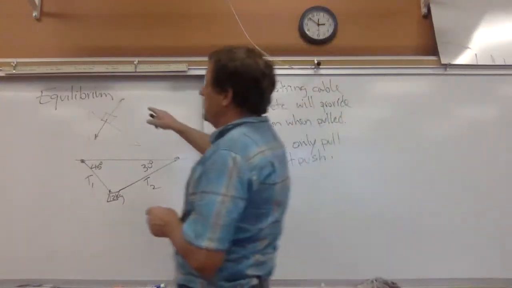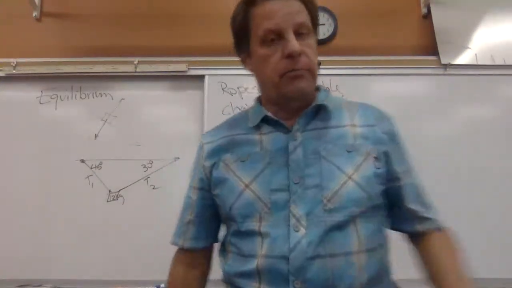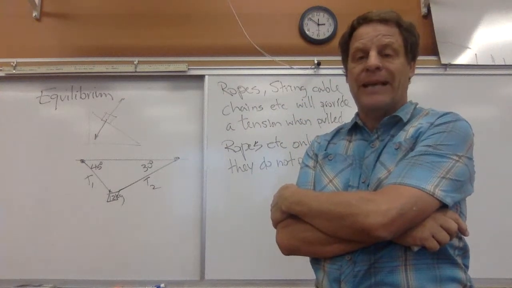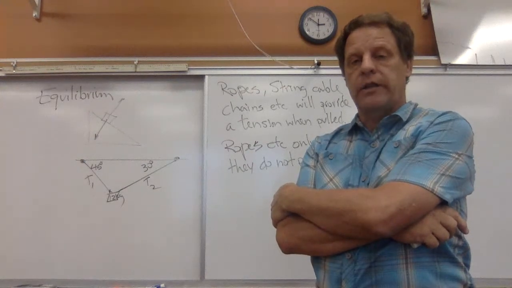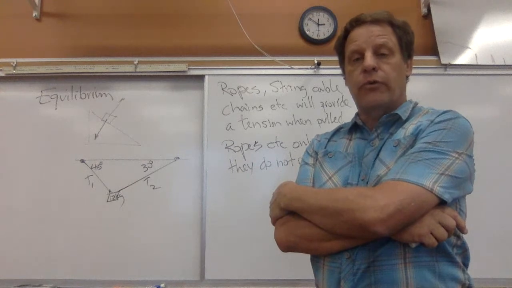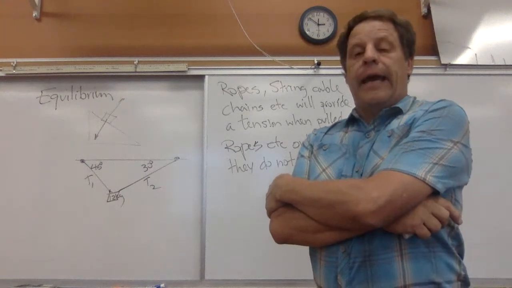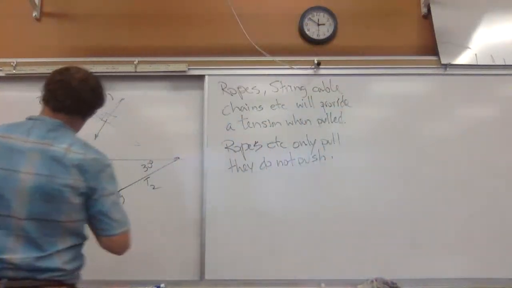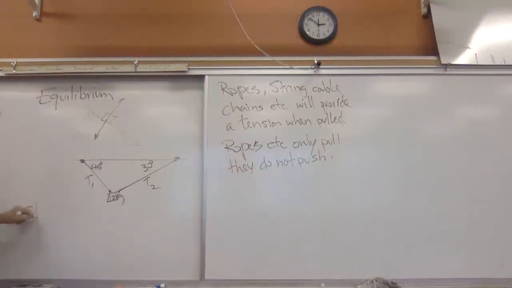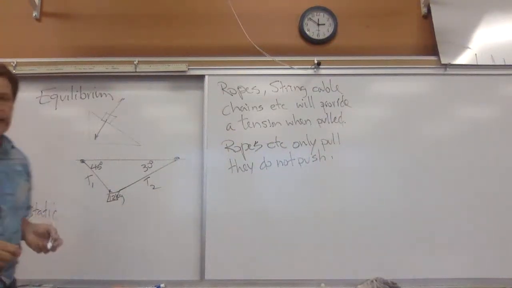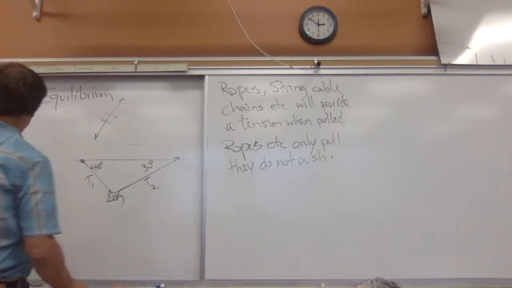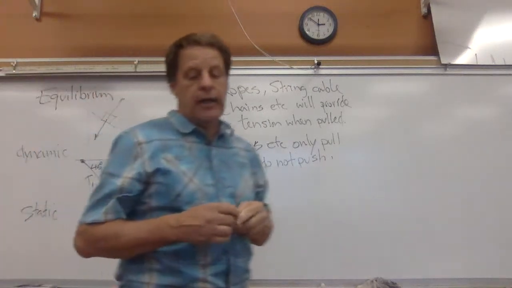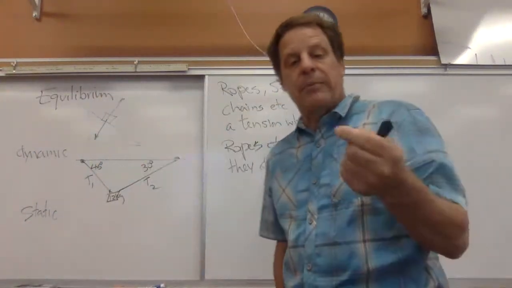All right, so we have a concept in this section called equilibrium. And equilibrium, as it implies, is that we have equality. So in this case, it's going to have equal forces in all directions. And that is going to give us one of two situations. We could have static equilibrium, or we could have dynamic equilibrium. Now, as the names imply, static means not moving and dynamic means moving.